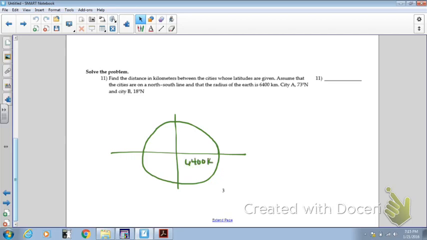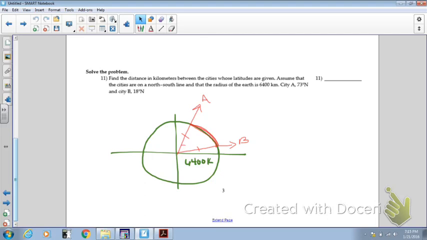6,400 kilometers. And we have city A that is 73 degrees north. So think about that 73 degrees, what that would look like, which is about right here. And we'll call that city A. Okay, and then we have city B that's 18 degrees, both of which have a radius of 6,400 kilometers. We want the distance between them. So this is an arc right here. This is an arc length.